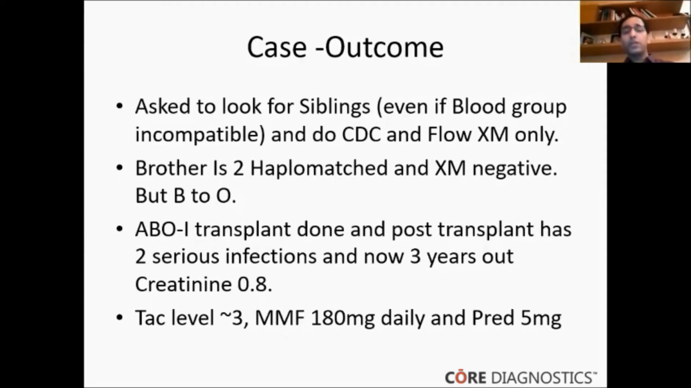Her brother turned out to be 2 haplo matched, cross match negative, but was blood group B. And so we ended up doing an ABO incompatible transplant. Post-transplant, at about year 1 and at the end of year 2, she had a couple of serious infections, pneumonia and transplant pyelonephritis, but recovered from both, and her current creatinine is 0.8 at 3 years. Her current immunosuppression is pretty low, with a TAC level running around 3, MMF only 180 milligrams daily, and a PRED of 5. Because she's 2 haplo matched, her immunosuppression requirement is pretty low.